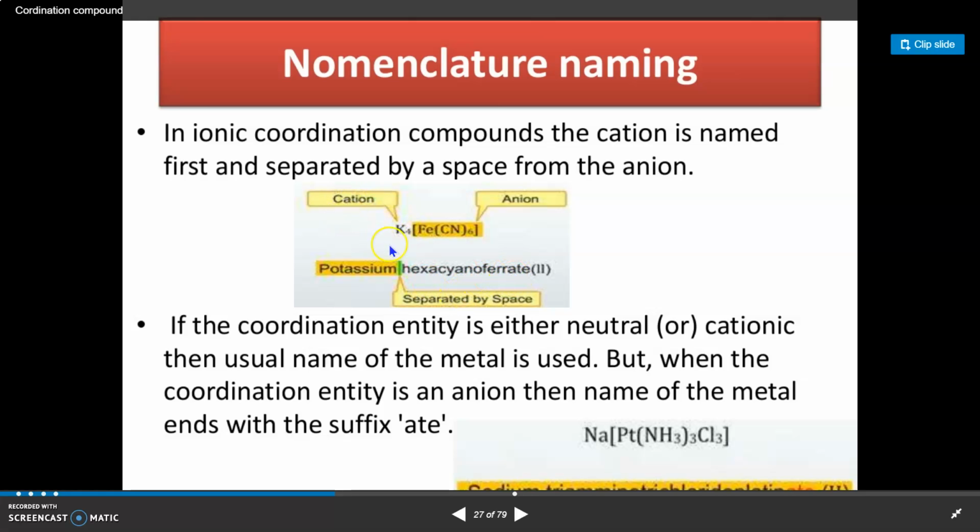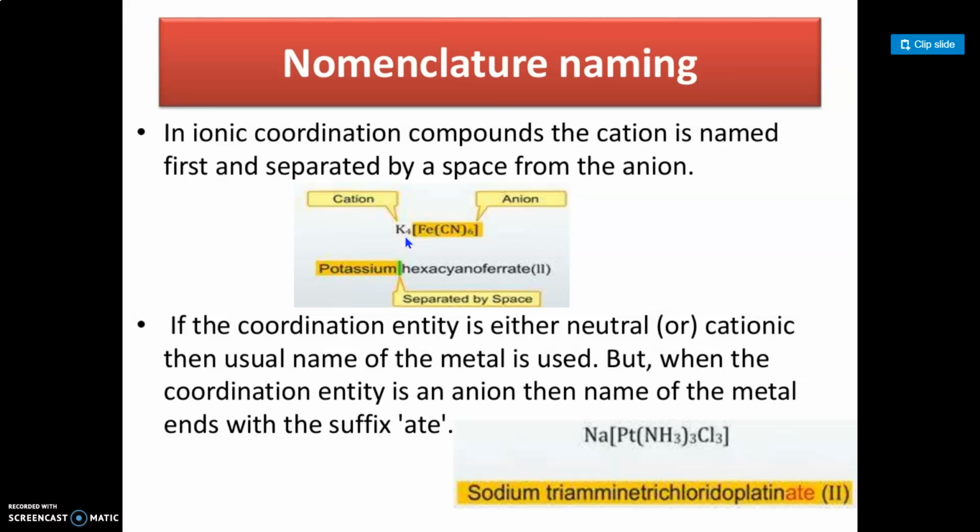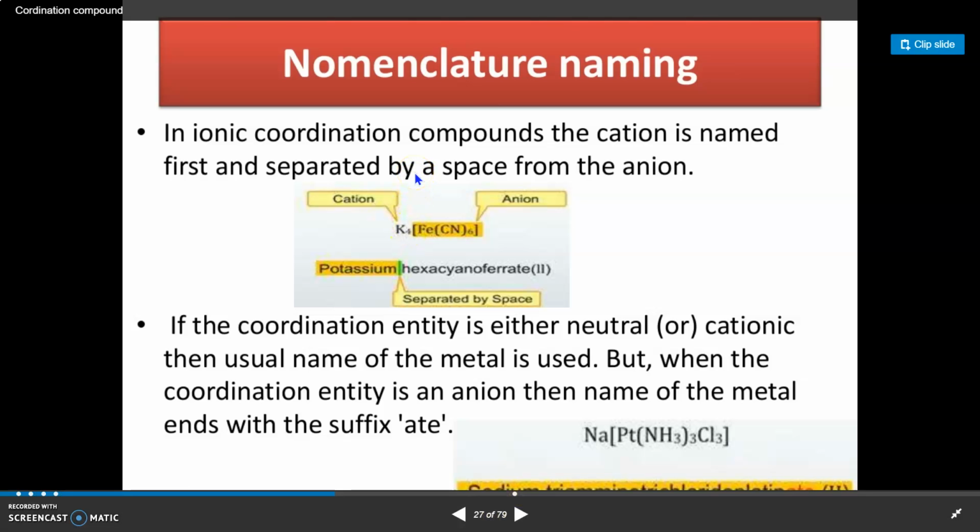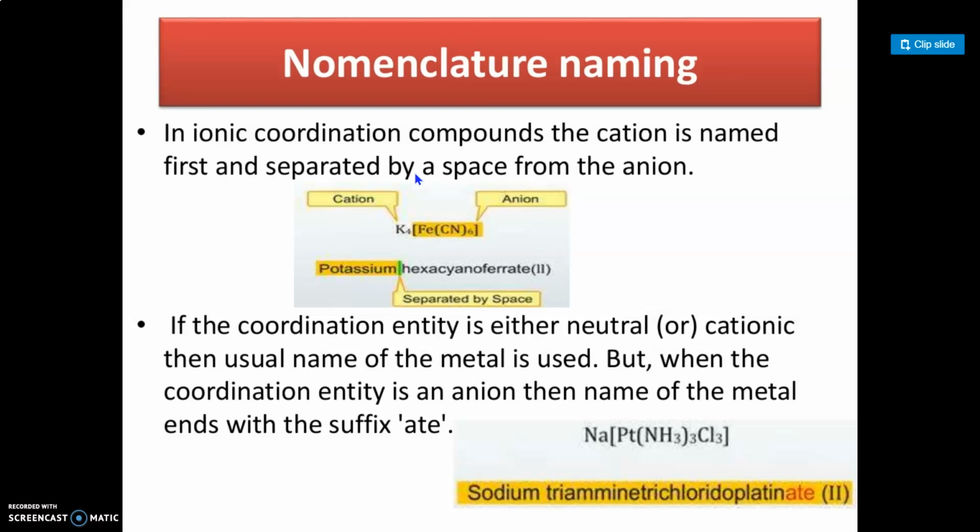Here potassium is the cationic part, so we have to write potassium. After that, the anionic moiety is cyanide. These are the six, so hexacyano, and this is the metal ion. Now, naming the coordination sphere. In naming the coordination sphere, whether it is constituted by cation, anion or neutral molecule, the ligands are named first, followed by the name of the metal ion.